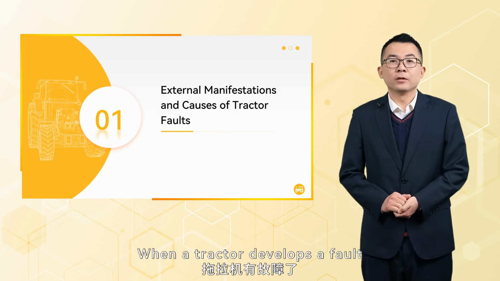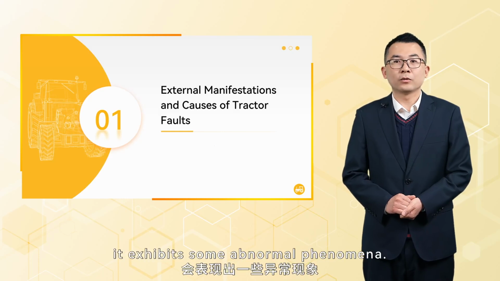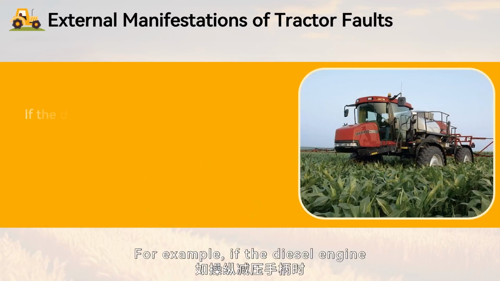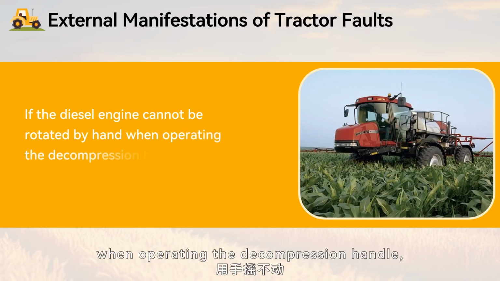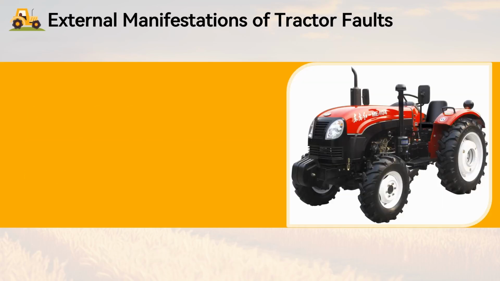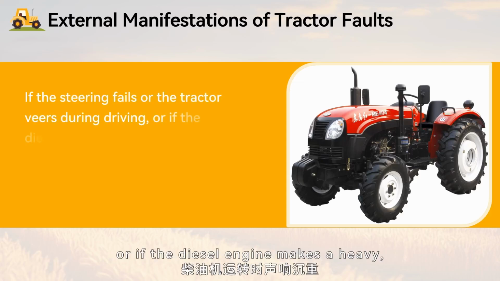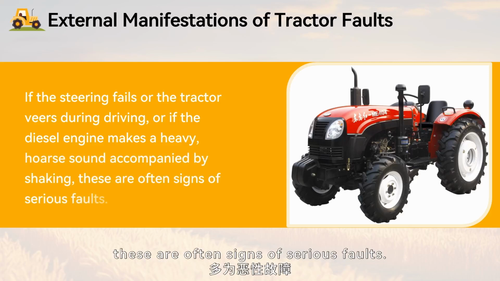When a tractor develops a fault and cannot operate normally, it exhibits some abnormal phenomena. For example, if the diesel engine cannot be rotated by hand when operating the decompression handle, it indicates it cannot decompress. If the steering fails or the tractor veers during driving, or if the diesel engine makes a heavy, hoarse sound accompanied by shaking, these are often signs of serious faults.